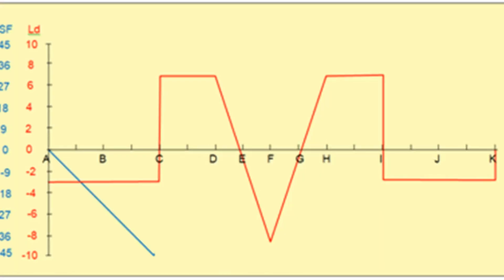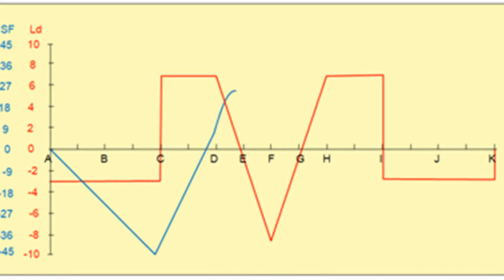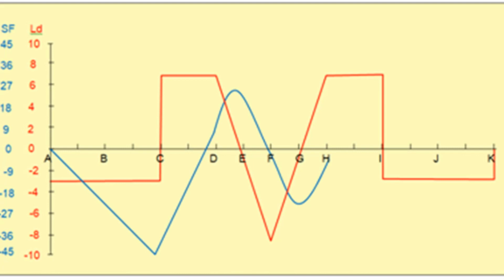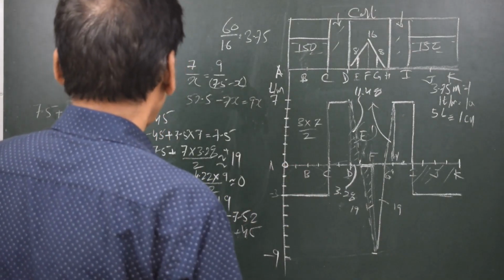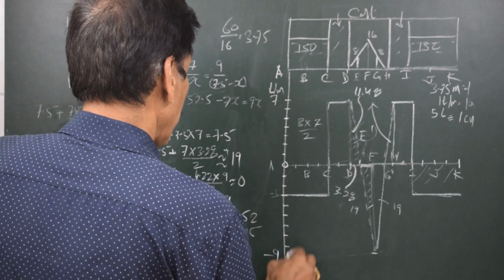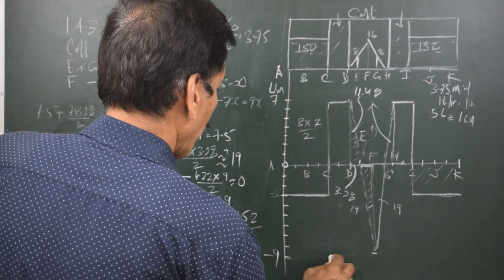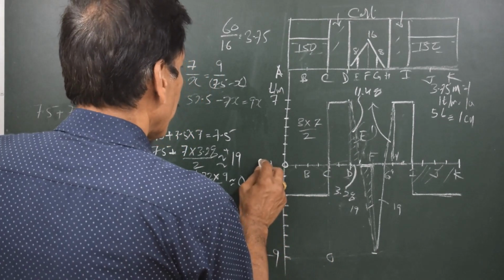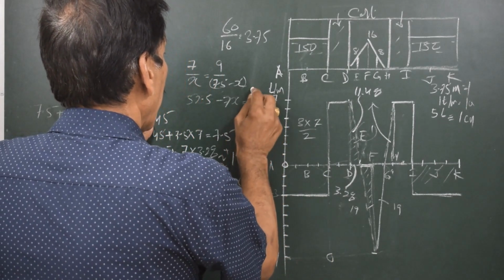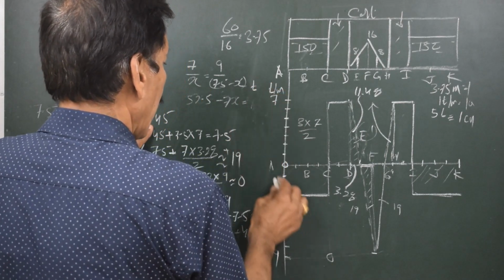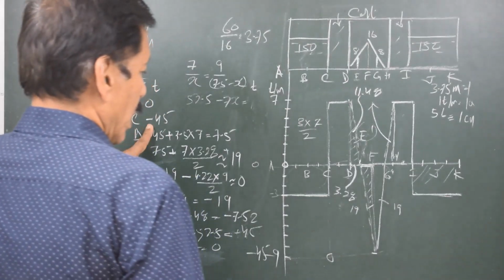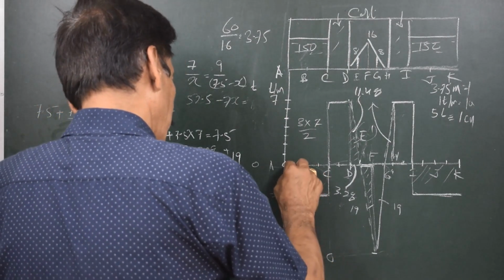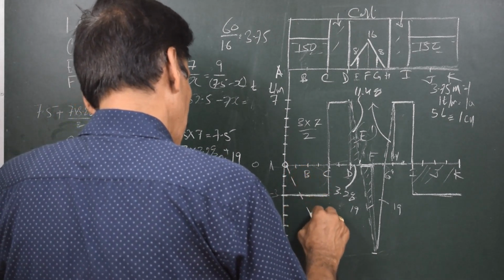The maximum value is 45. I think we can take a scale of 5 tons equal to 1 centimeter. So starting with A is 0. At C it is minus 45. So minus 45 means straight away you come over here, right? So scale of SF is tons, and you have 0 here and you have minus 45. So we are straight away coming down like this on the shear force curve.